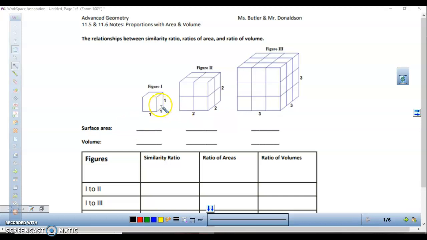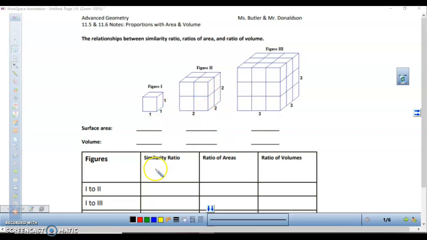All right, so first thing you'll notice, if I look at these two figures, they're both cubes, and the similarity ratio from one cube to the other, remember similarity ratio is simply the ratio of corresponding sides, is simply 1 to 2. Or from figure 1 to 3, it'd be 1 to 3. Or from figure 2 to 3, it'd be 2 to 3. So when we ask for similarity ratio, we're just asking for any linear measurements that correspond, and we make a ratio with those.